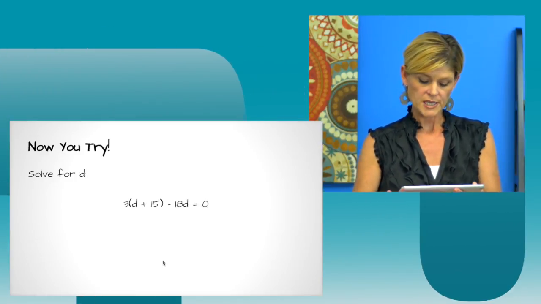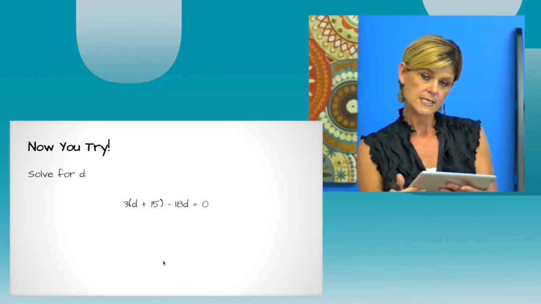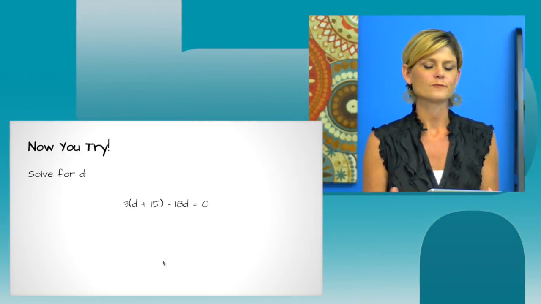Use the distributive property and see if you can solve for d. Your problem is 3 times d plus 15 minus 18d equals 0. Good luck.